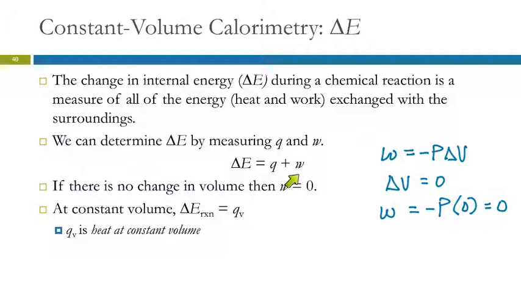If W is 0, then the change in internal energy for this reaction is equal to the heat, Q. And we put a subscript V there to mean this is the heat at constant volume. So we're choosing a condition where our equation gets simplified.